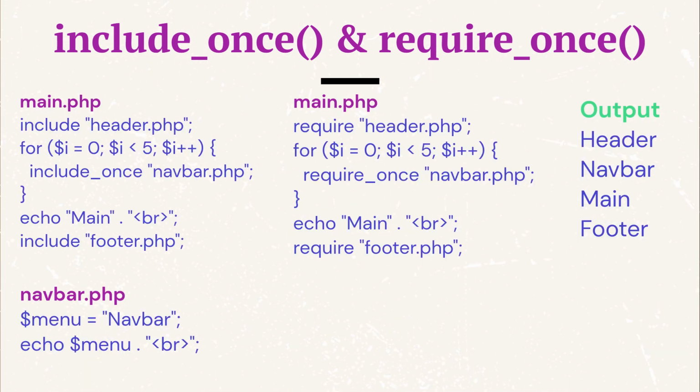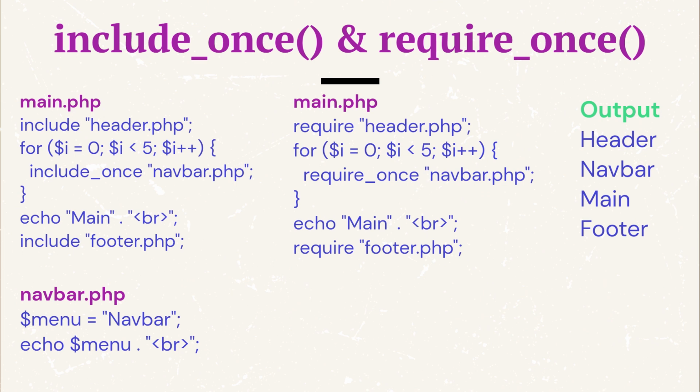Let's see examples. See, we are running a loop 5 times and including a PHP file, navbar.php, using the include_once function. It means it includes the file only once. When the PHP interpreter finds the file is already included, then it skips the rest of the inclusions. Hence in the output, we will get the word navbar only once. The same concept applies to the require_once function also.